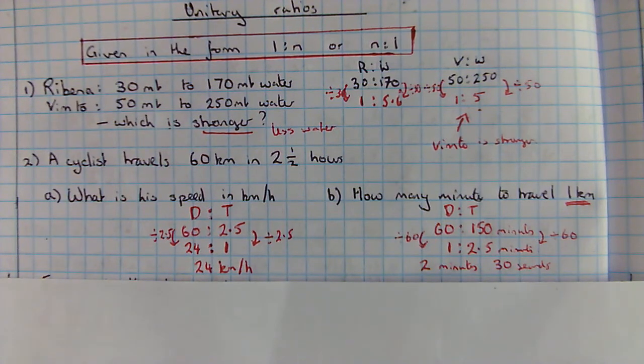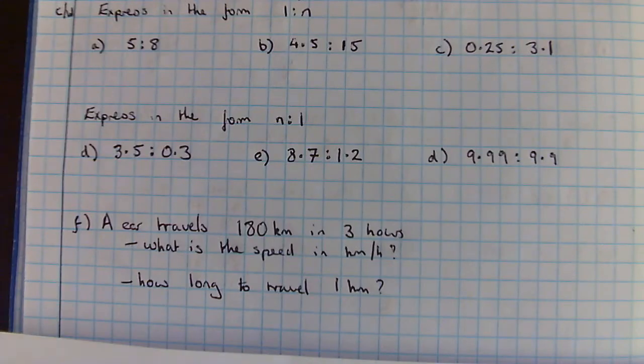Okay, pause the video now, write down those worked examples, and then we're going to try and do some questions ourselves. Okay, so here are 8 questions for you. On the first 3, you're trying to make sure that you get left with 1 on the left-hand side. On the second 3, you're trying to make sure you get left with 1 on the right-hand side. And the last one there is an application to speed, distance, and time. Have a go at those questions now, pause the video, and when you're ready, press unpause and we can have a look at the solutions.